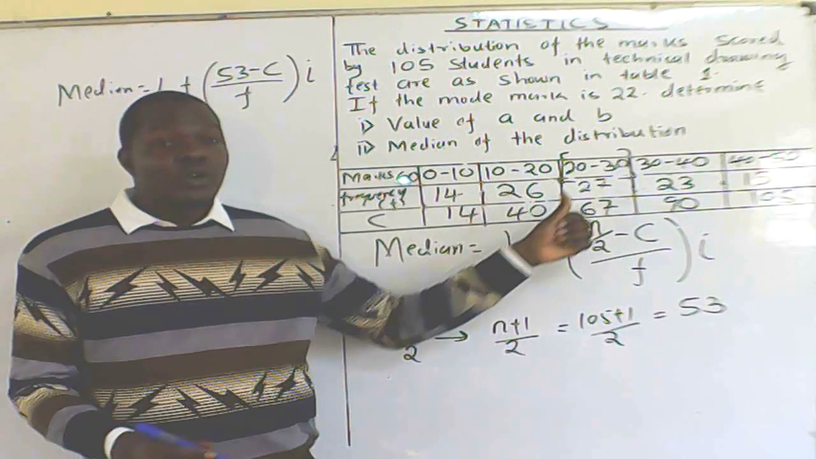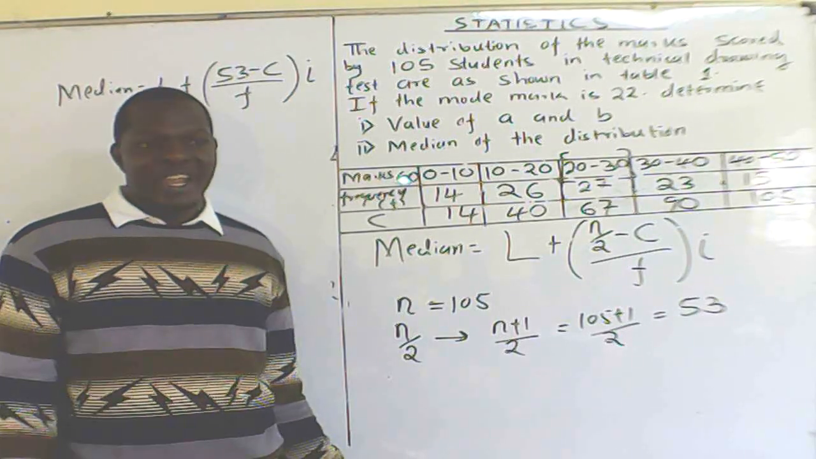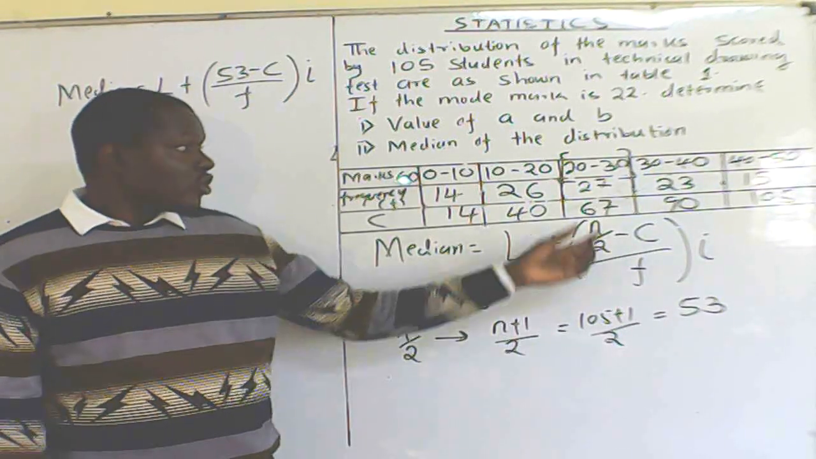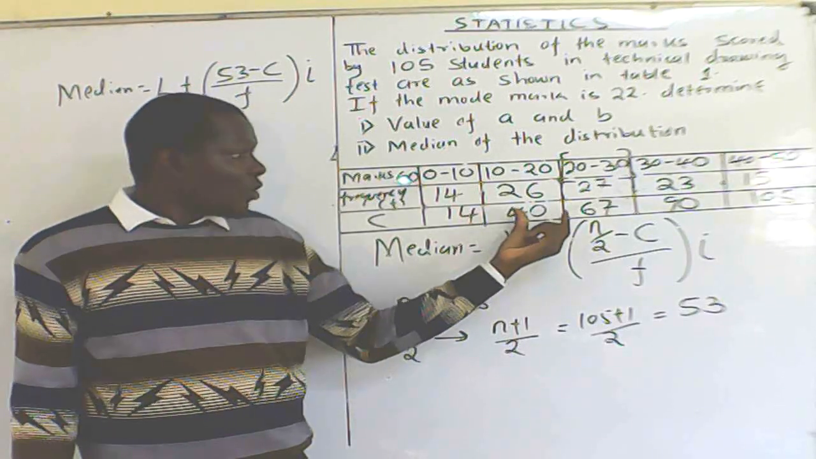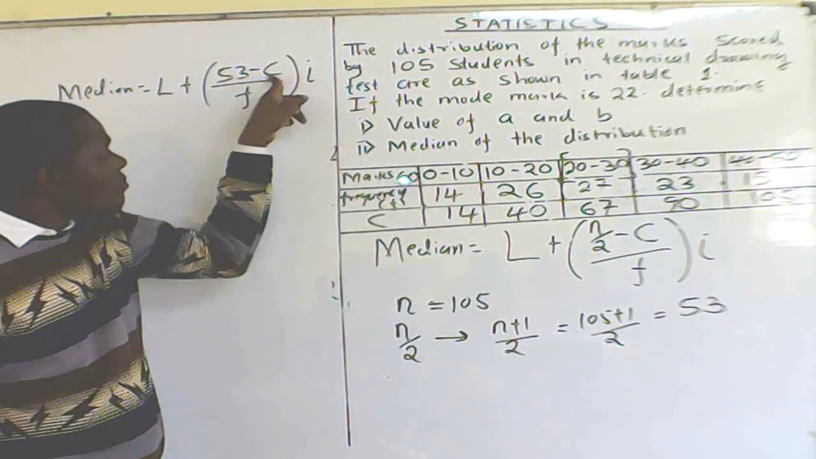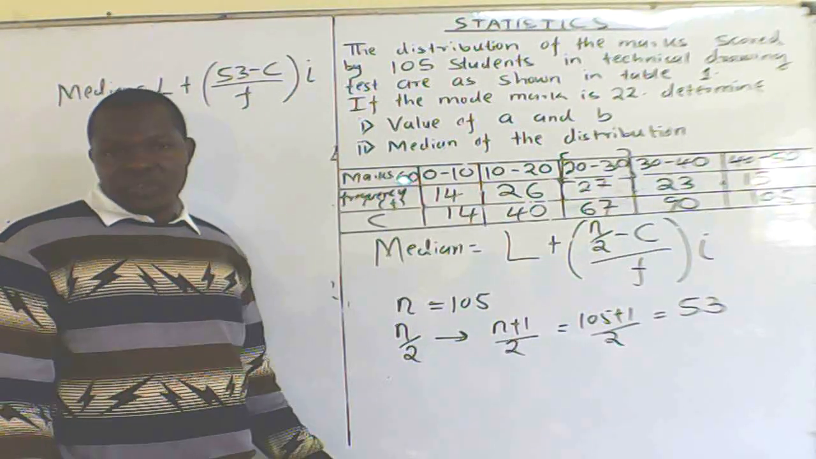Yes. Because C was the one before the median class, because the rank order was from the smallest to the largest data value, isn't it? So what is C? C is the value before the median class. So we've seen the value which is less than 53 is 40. So the median class is 20 to 30.